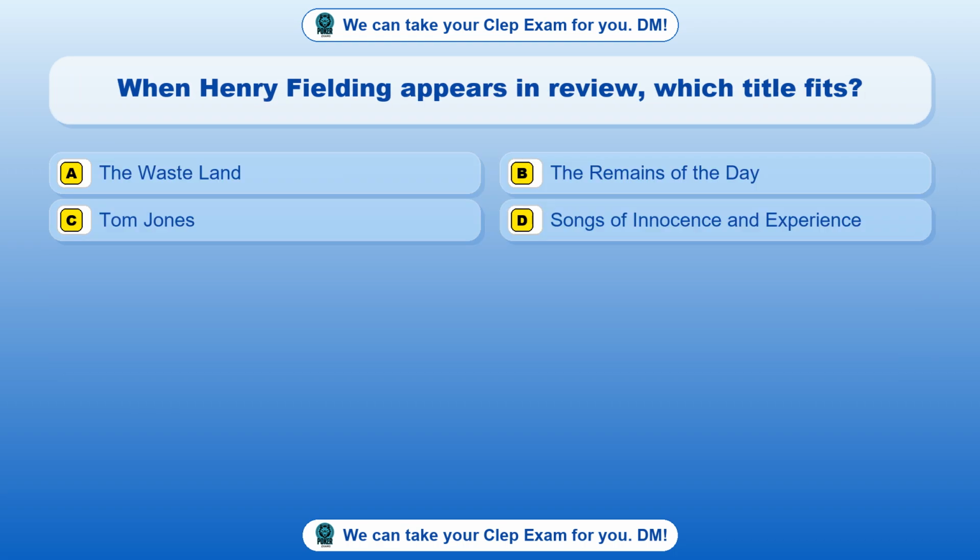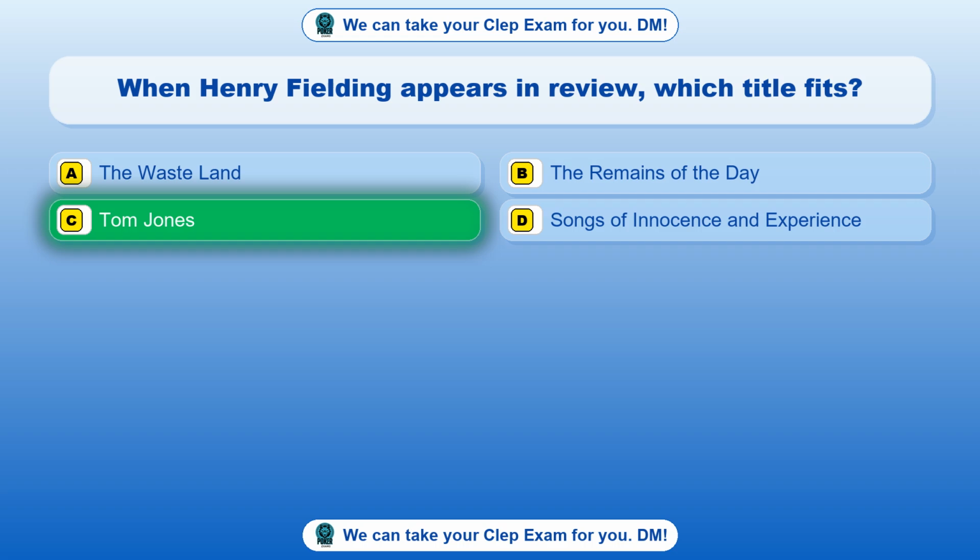Question 82. When Henry Fielding appears in review, which title fits? Option A, The Wasteland. Option B, The Remains of the Day. Option C, Tom Jones. Option D, Songs of Innocence and Experience. The correct answer is option C, Tom Jones.